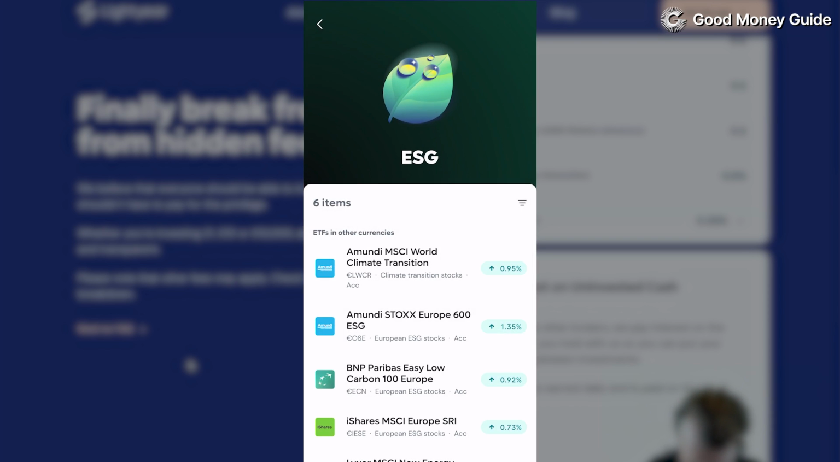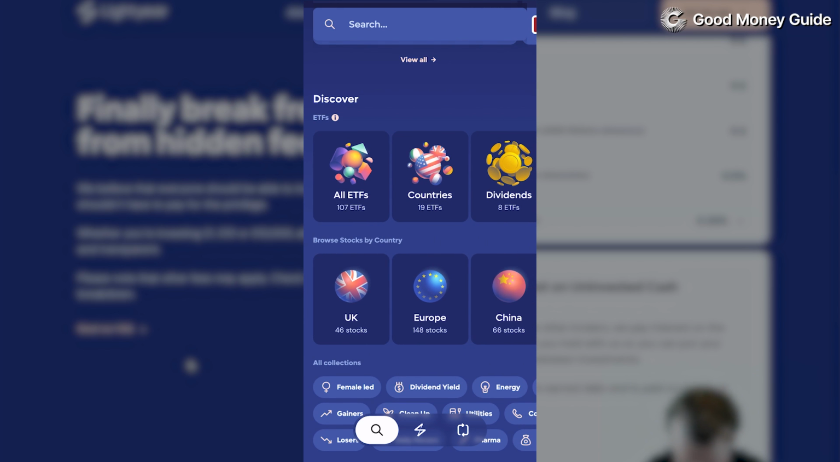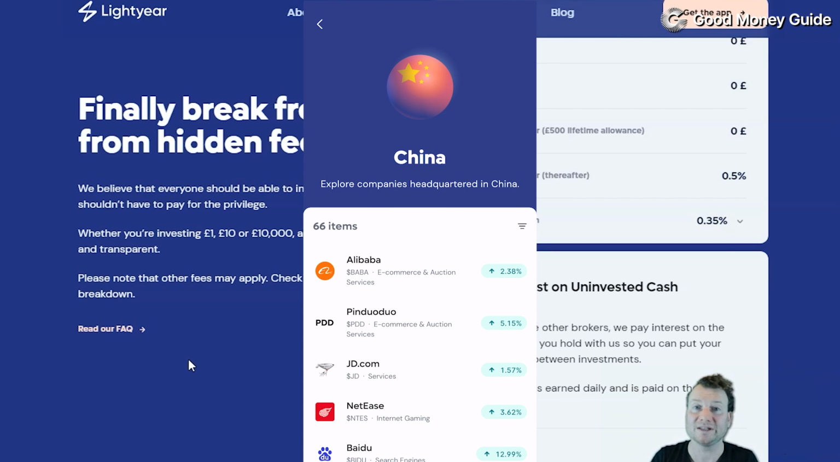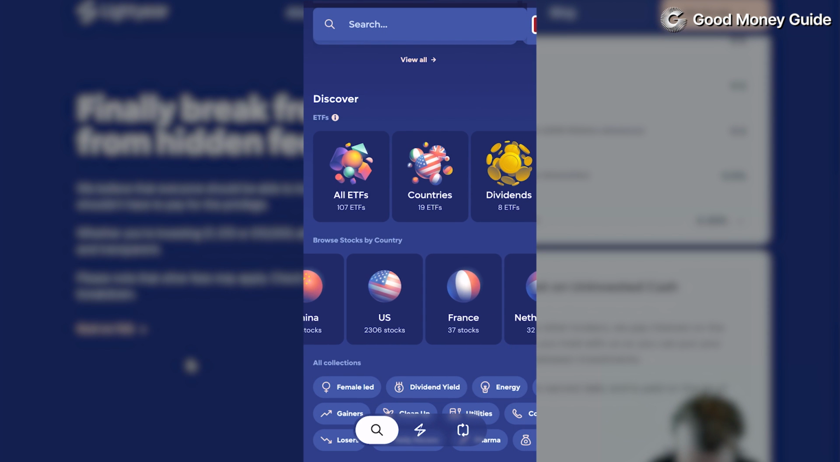But just going back to the main screen, again, you've only got 100 ETFs to choose from. And in the UK, you've got 46 stocks, Europe 148, China. It's quite nice to be able to invest in China. It's quite difficult to invest in Chinese listed stocks. Lightyear, again, they're dollar-denominated stocks. So instead of converting money to Japanese yen, you're converting money to dollars and holding the US version of the stock. There's quite a few US stocks on there, 2,000.